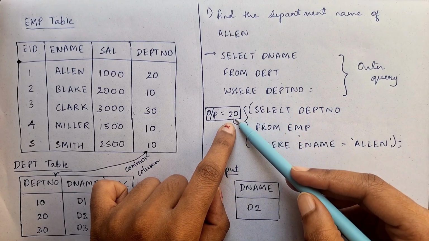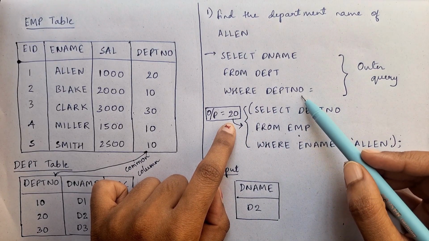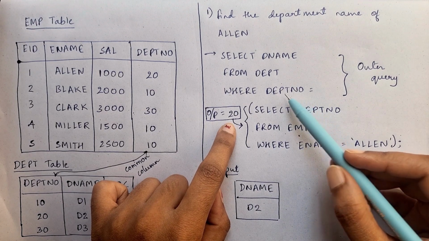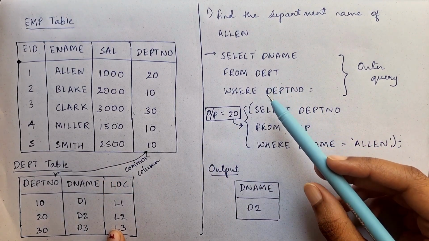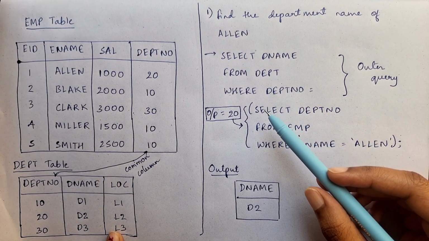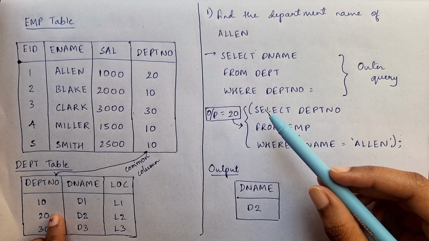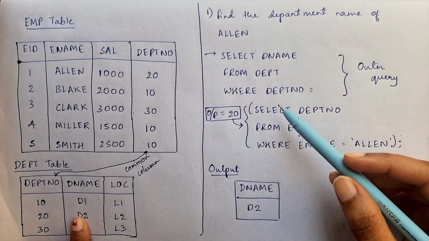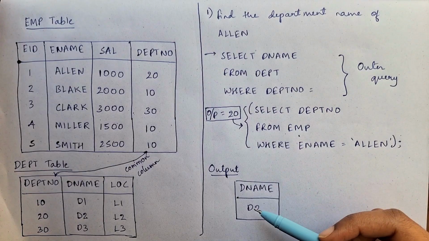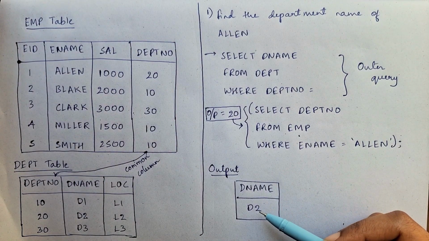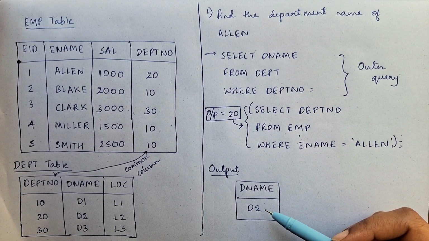Now, this value is passed to the outer query, and the database checks the department table. Here you can see department 20 name is D2. So the final result returned by the query is D2, which is the D name of Alan.